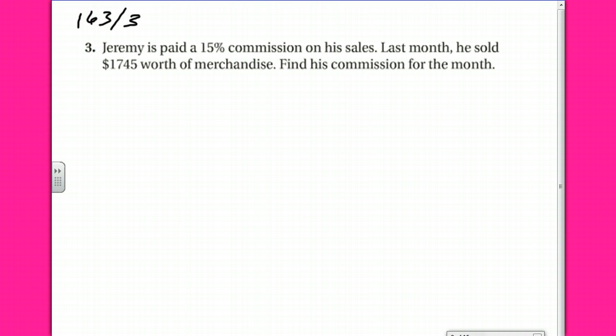Colin? Okay, take this down. Jeremy is paid 15% commission on his sales. Last month he sold $1,745 worth of merchandise. Find his commission for the month. So this would be like a person working at Tilly's.